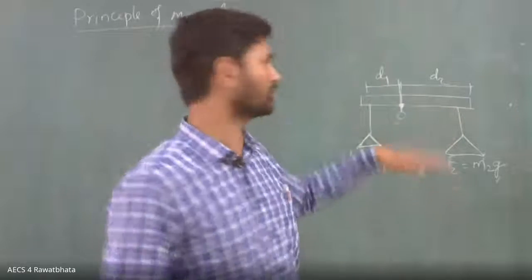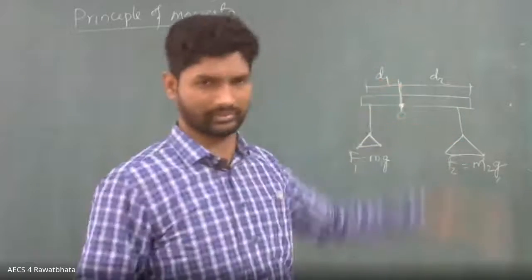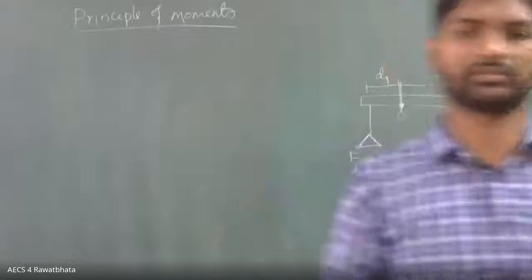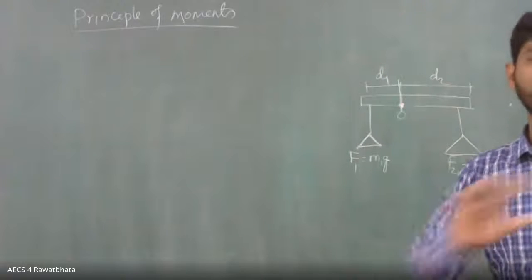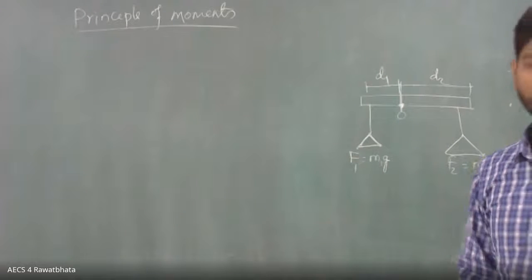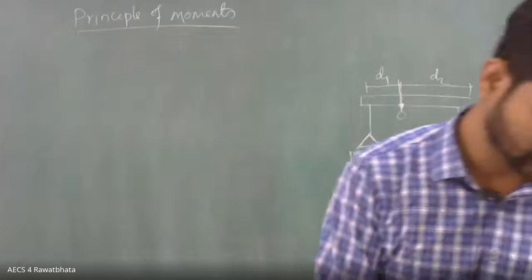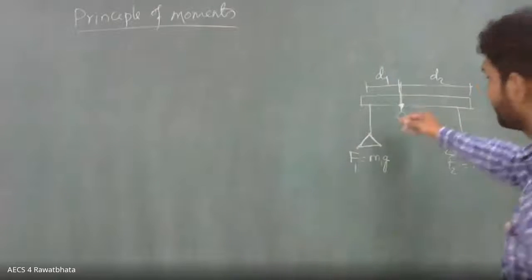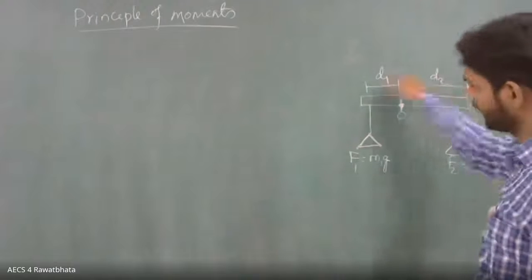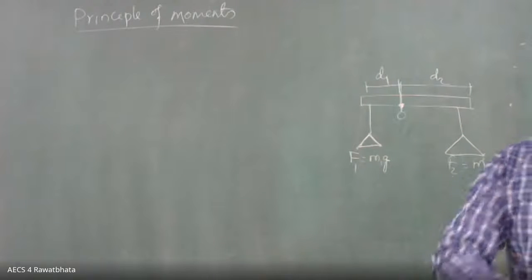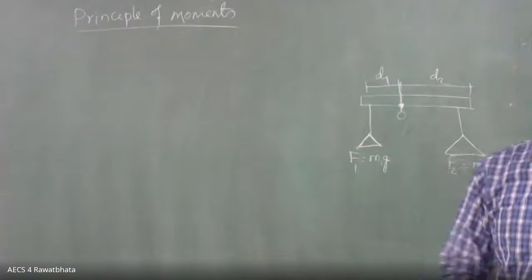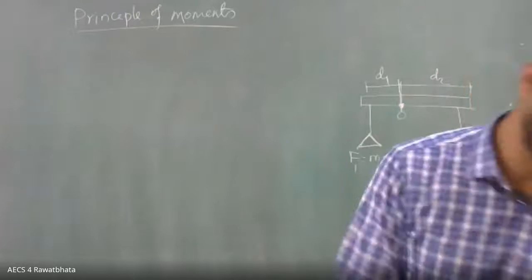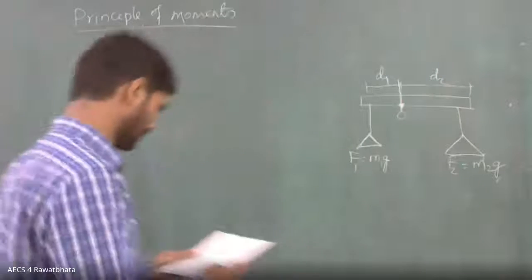Now suppose the system is balanced. It is balanced, that means it's not rotating. Rotational equilibrium is there. So in that situation, what can we say? When a body is in rotational equilibrium, the clockwise rotation and anti-clockwise rotation cancel each other, and the total rotation is 0. So this is what is called the principle of moments.